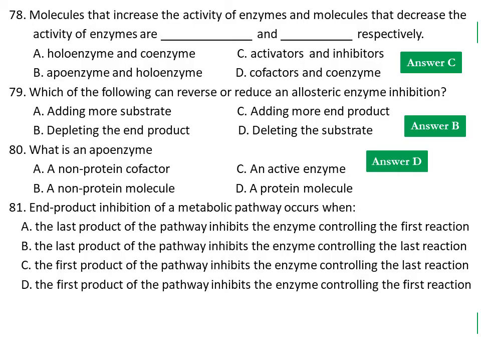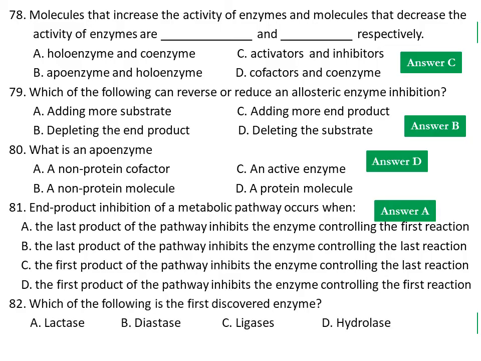Question number 81. An end product inhibition of the metabolic pathway occurs when A. The last product of the pathway inhibits the enzyme controlling the first reaction. B. The last product of a pathway inhibits the enzyme controlling the last reaction. C. The first product of the pathway inhibits the enzyme controlling the last reaction. D. The first product of the pathway inhibits the enzyme controlling the first reaction. So the answer should be A. The last product of the pathway inhibits the enzyme controlling the first reaction.